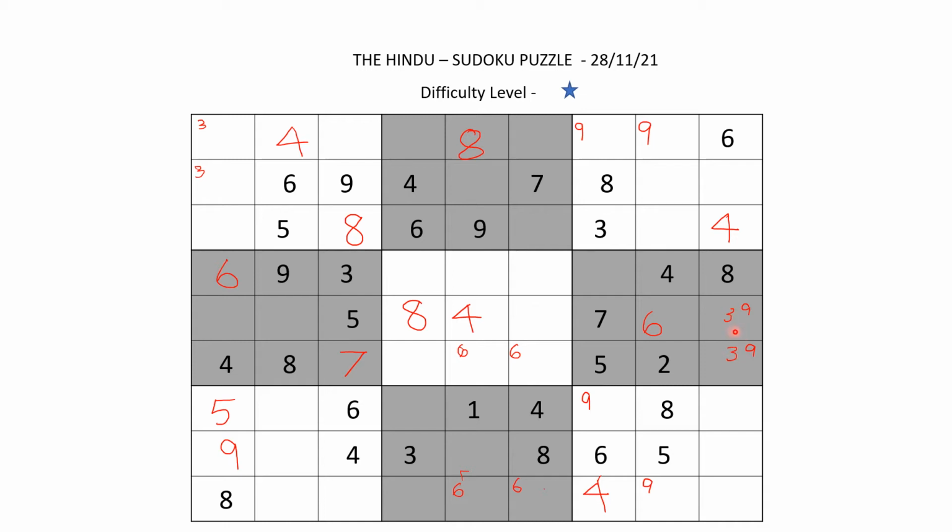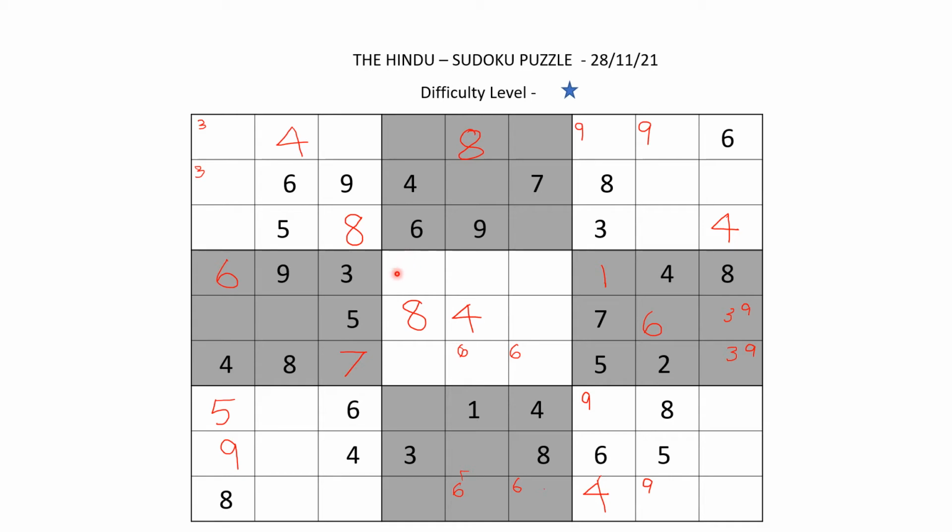Now that is a great help for us to solve this block, because when we have a 3 9 complementary pair here, that means that no other cells in this block can take 3 or 9. That means we have only one cell left, and the leftover number is 1. From 1 to 9, the leftover number is 1 here. So let's fill this with 1.